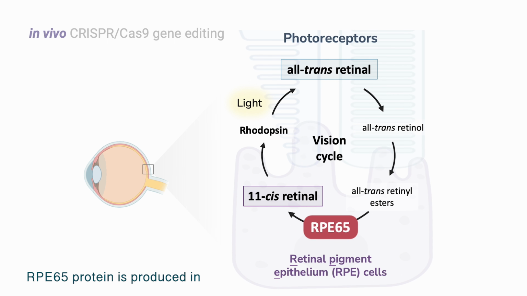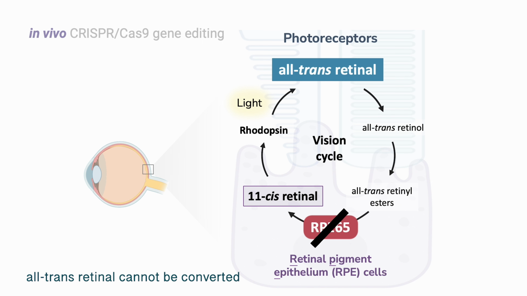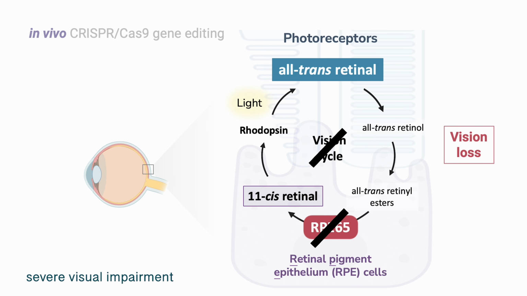RPE65 protein is produced in a thin layer of cells at the back of the retina, called the retinal pigment epithelium (RPE). If RPE65 gene mutations lead to a partial or total loss of RPE65 protein function, all-trans retinol cannot be converted back to 11-cis retinol, and excess all-trans retinol builds up in the retinal pigment epithelium. These abnormalities block the visual cycle, which finally leads to severe visual impairment beginning very early in life.